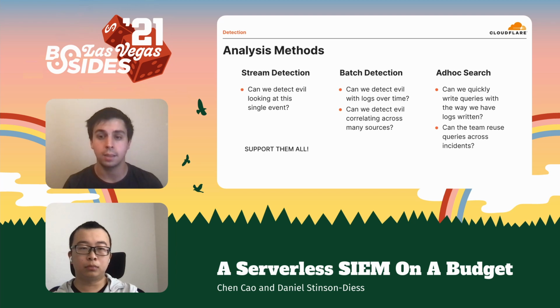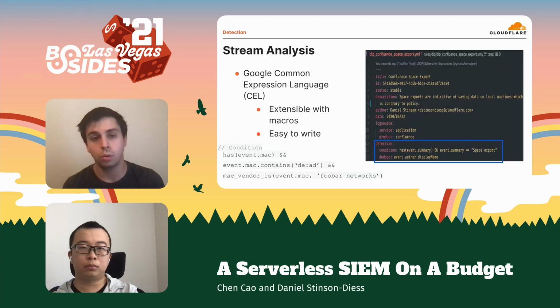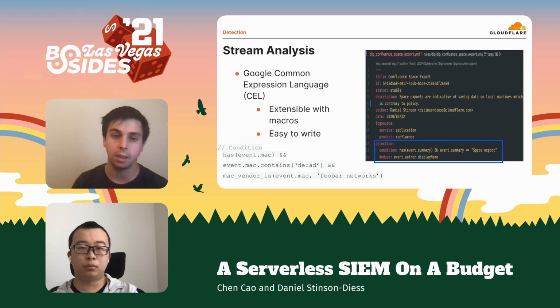Then of course, during an incident, you need to be able to query those logs easily, quickly, and ideally, if you've done a similar query in a past incident, you should have a really easy way to pull up that saved search and share it across the team. So let's look at how this works. For stream analysis, we use Google's Common Expression Language, which has a really nice Go library, and it's pretty easy to read the rules and understand them and write them as an analyst. On the bottom left, you can see here is an example CEL rule, and this CEL rule utilizes a bunch of different features.